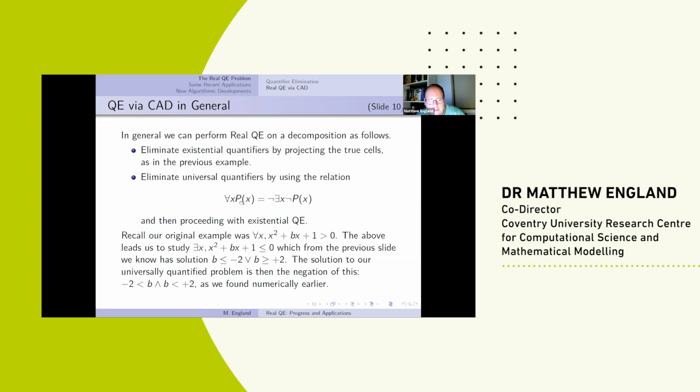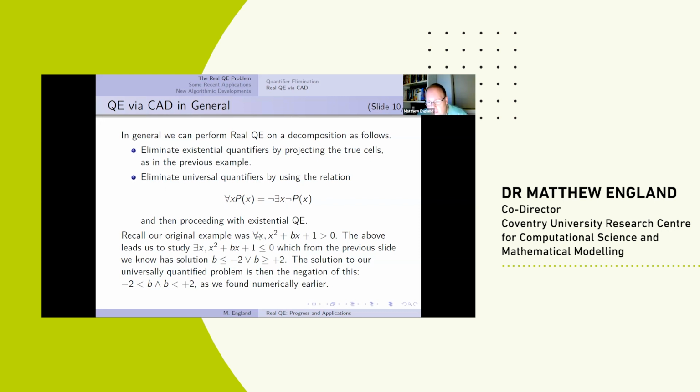For all x, P of x is the same as the negation of there exists an x of the negation of P of x. So if I study instead the negation of the algebraic formula, I can then use existential QE, and then I simply negate my result, and that's the same as doing universal QE.